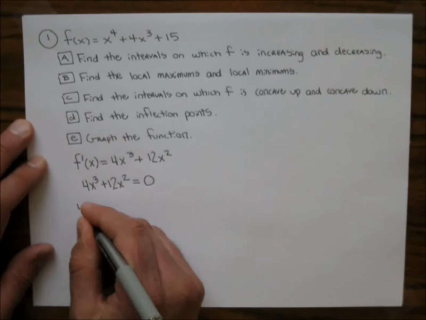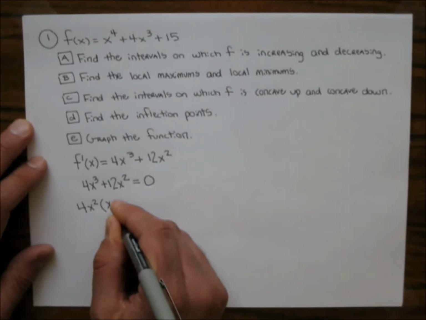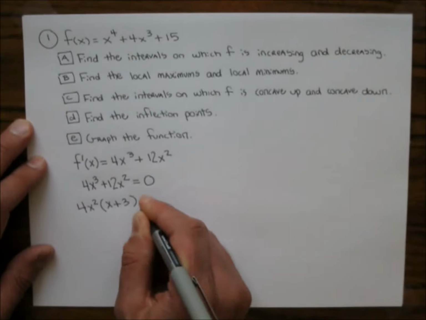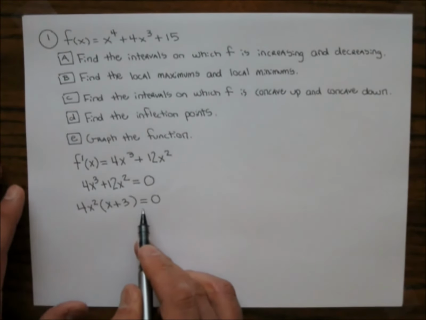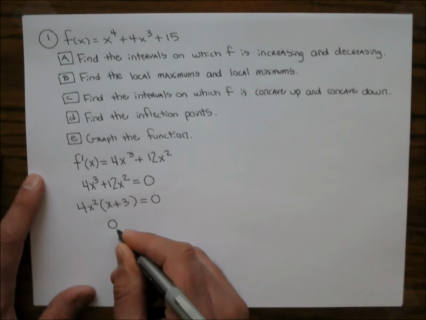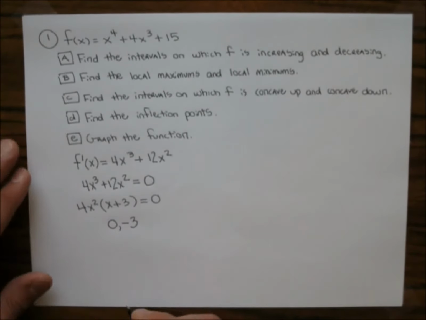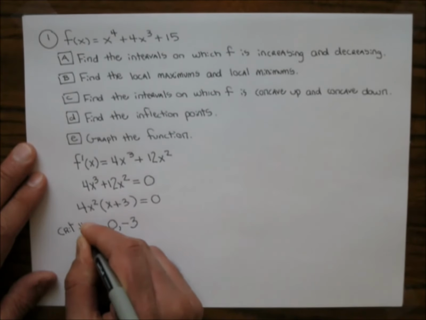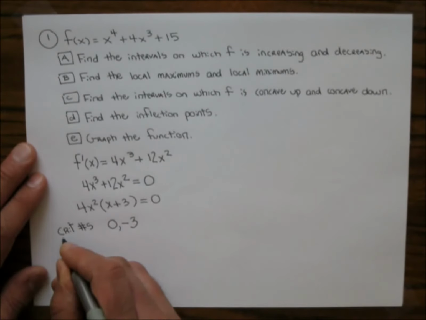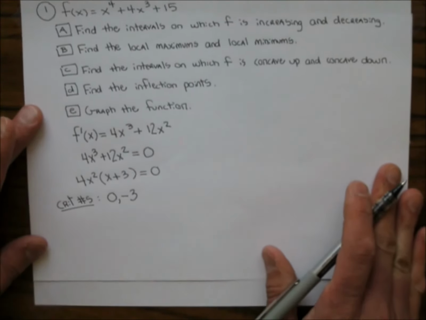So I factor out maybe a 4x squared, and I have an x plus 3. This equals 0. And I set each of these things equal to 0, and I get two numbers, 0 and -3. And these are known as critical numbers. I think your book calls them critical points, but these are critical numbers. And so I have these critical numbers.